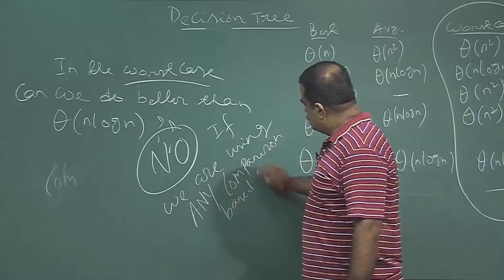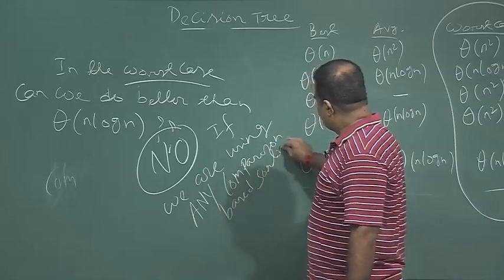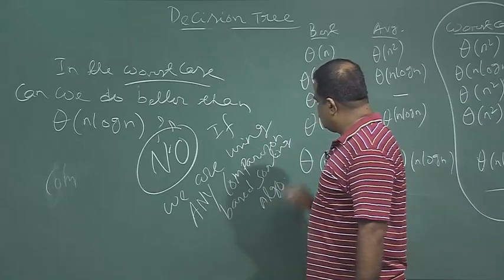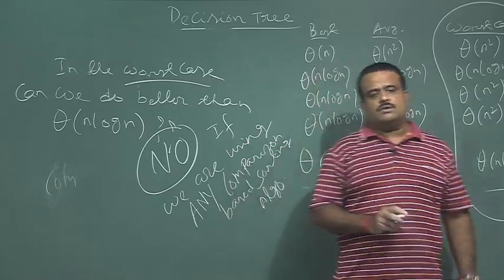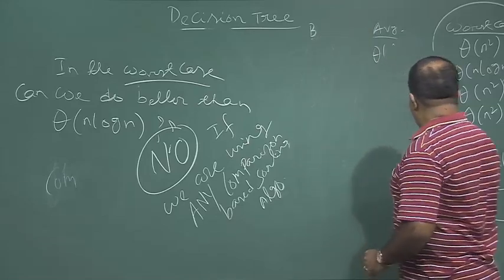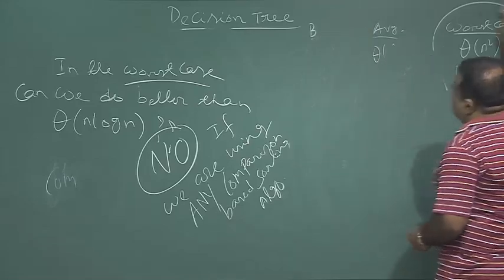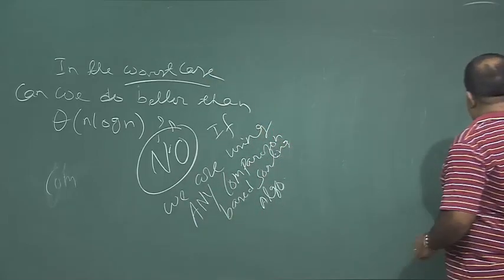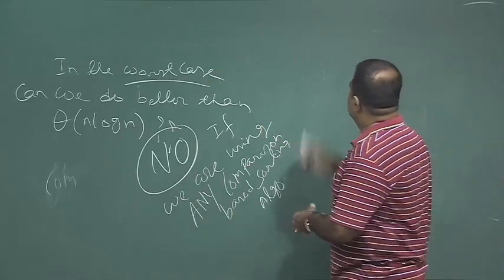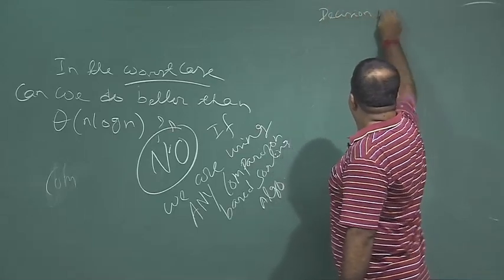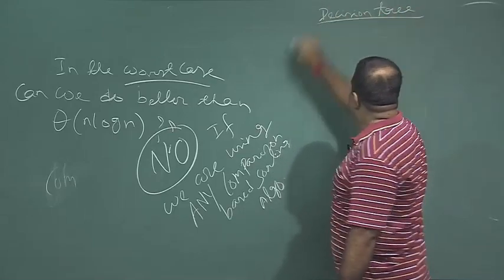Comparison based sorting algorithm. So, how can we justify this? We will take help of a decision tree. So, what is a decision tree? Okay, decision tree. We will take an example.